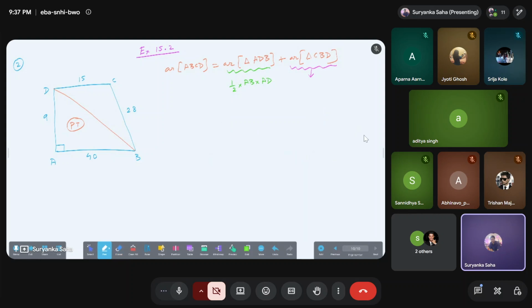Chalo. So this will come from Heron's formula. The first will come from half into base into height. So find out BD by applying Pythagoras theorem.